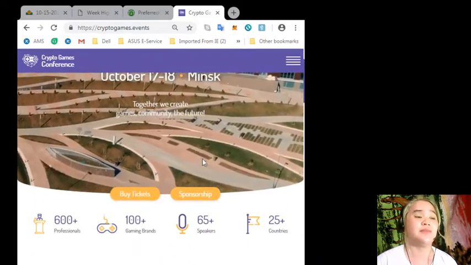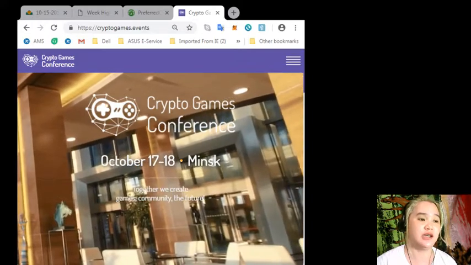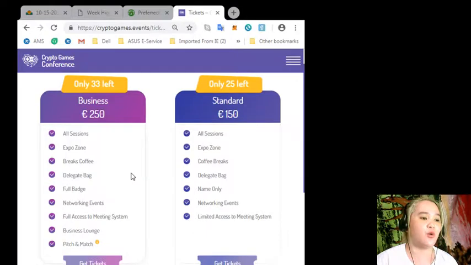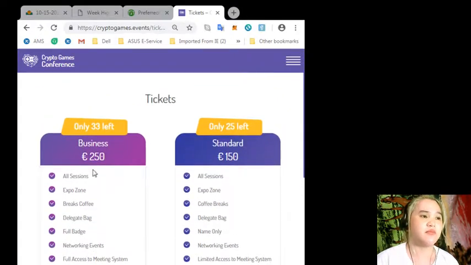Buy tickets. And here, let's check out the tickets first so that you will have an idea. Okay, so for business tickets, it's only 250 euro, and there are only 33 tickets left, okay? If you buy the business ticket, you can have all sessions, expo zone, breaks, coffee, delegate bag, full badge, networking events, full access to the meeting system, business lounge, pitch and match.